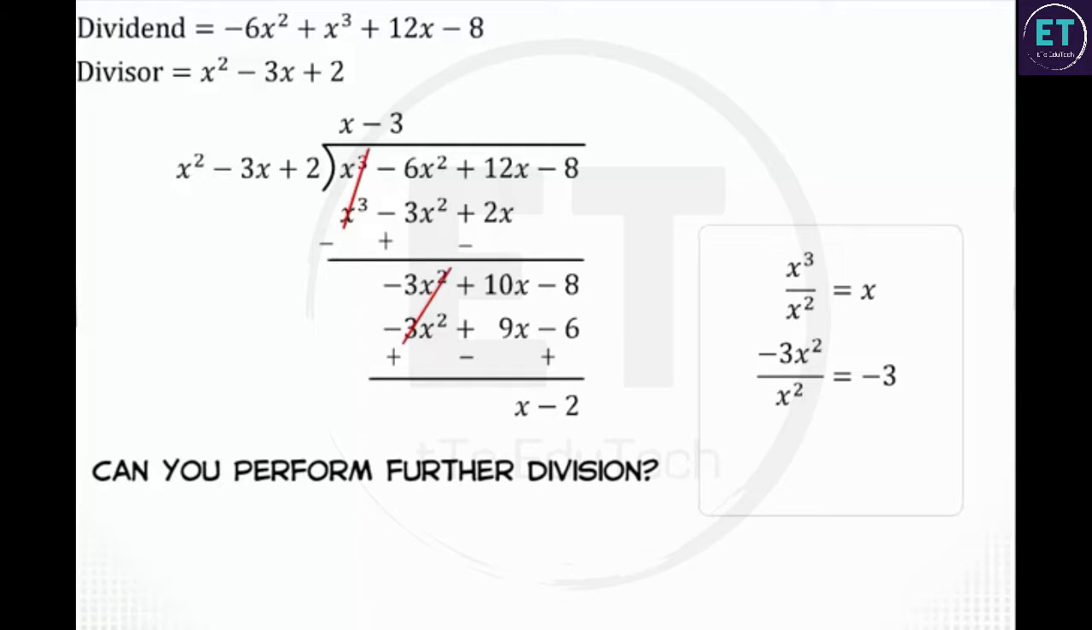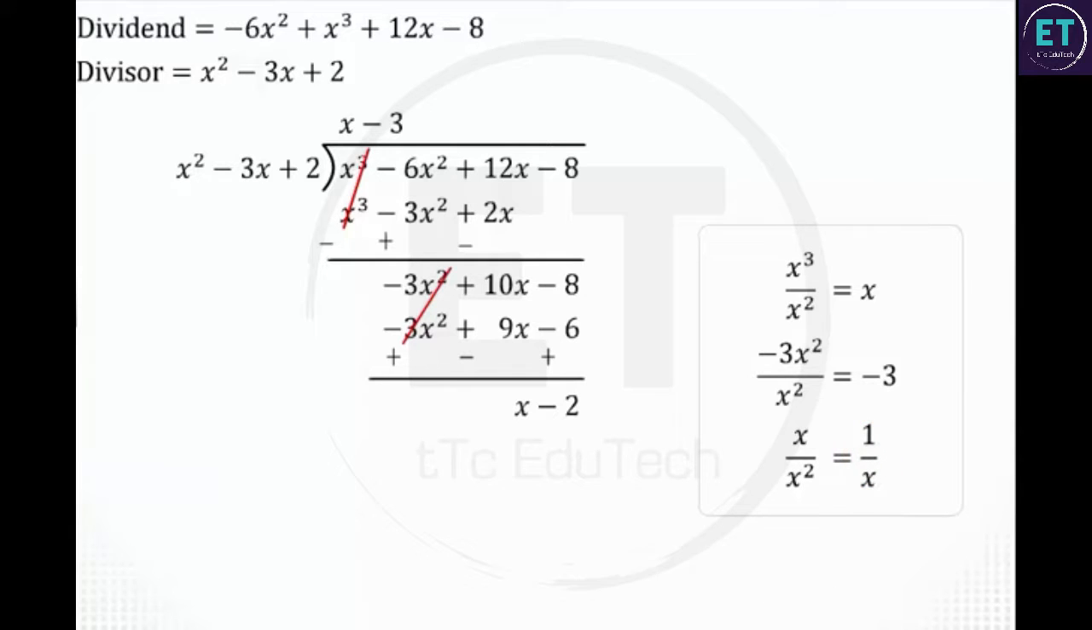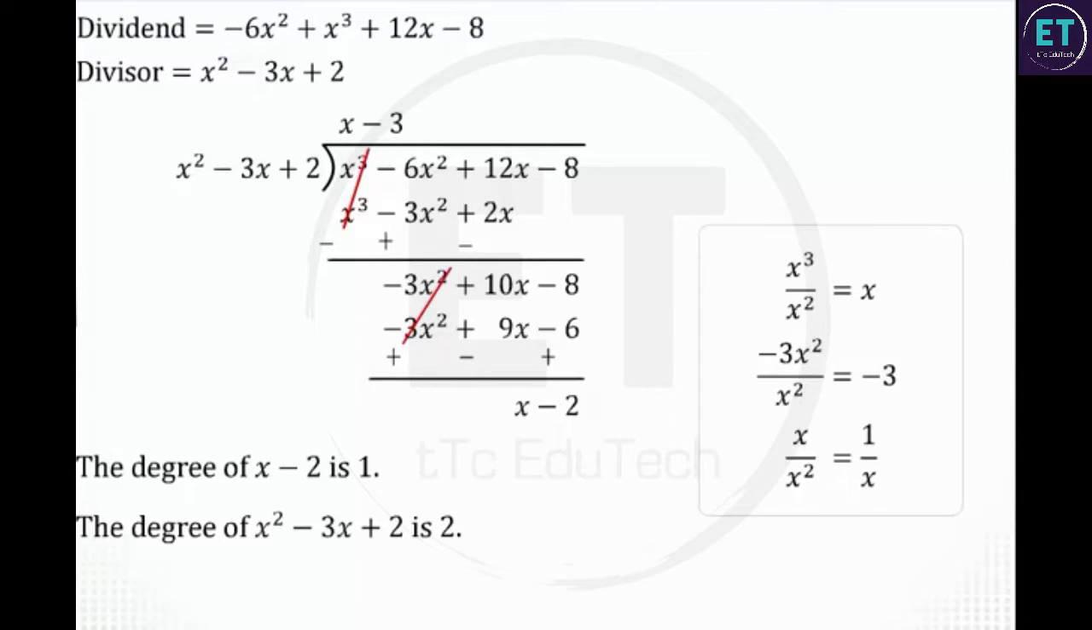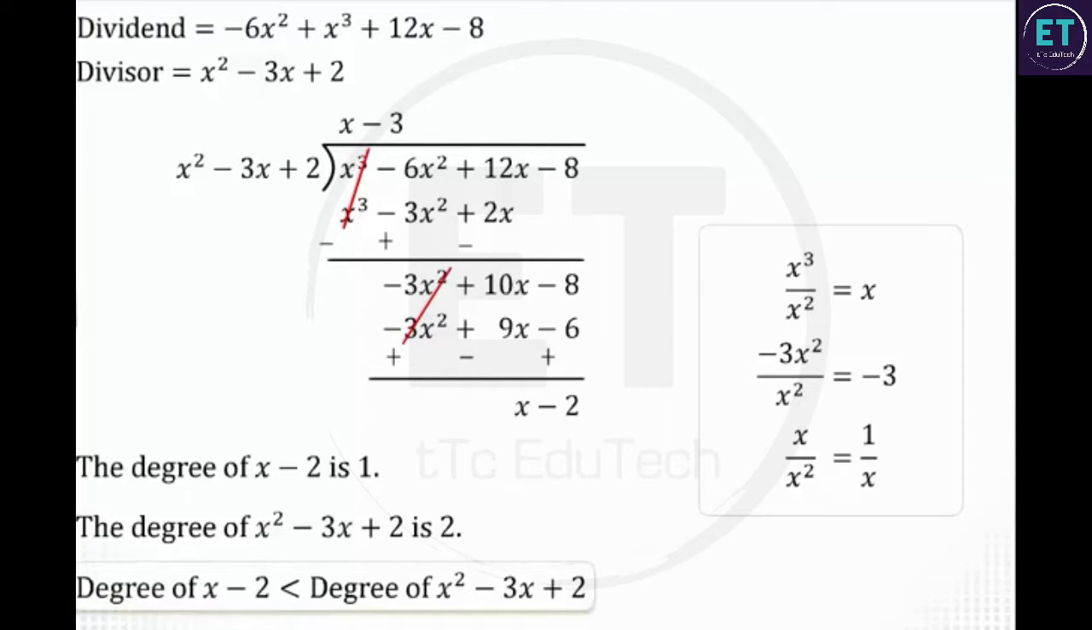Can you perform further division? Let's see. In order to get the third term of the quotient, we divide the first term, x of the new dividend, by the first term of the divisor, x squared. On division, we get 1 divided by x, which is not a polynomial. Thus, this cannot be the third term of the quotient. Therefore, further division is not possible. Here the degree of the remainder, x minus 2, is 1, but the degree of the divisor is 2. This implies that division is not possible if the degree of the remainder is less than the degree of the divisor.